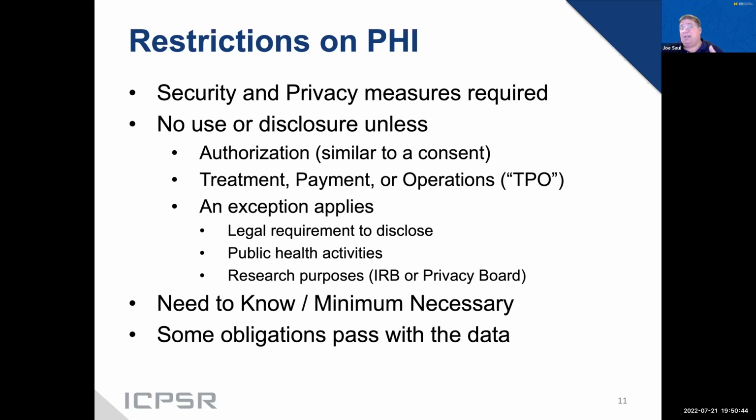There is a need to know rule, meaning you don't get access to PHI unless you have a work-based need to have it, and a minimum necessary rule, which means you can only have the minimum amount of PHI you need. It should be no more identifiable than it needs to be in order to serve the purpose. Anybody who's worked with GDPR will recognize there are similar principles at work there, right? And some obligations get passed with the data, obligations to protect it.